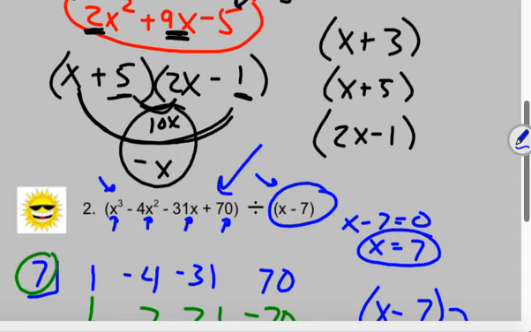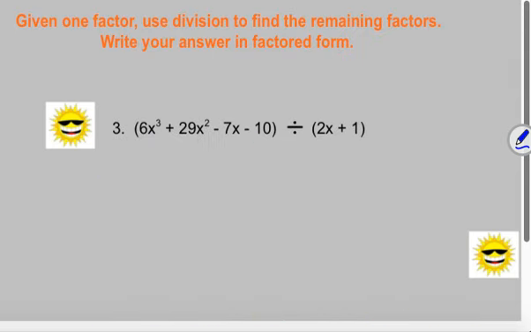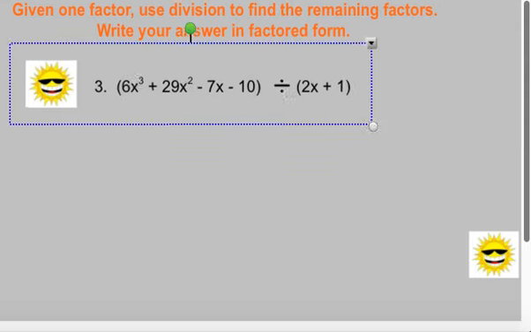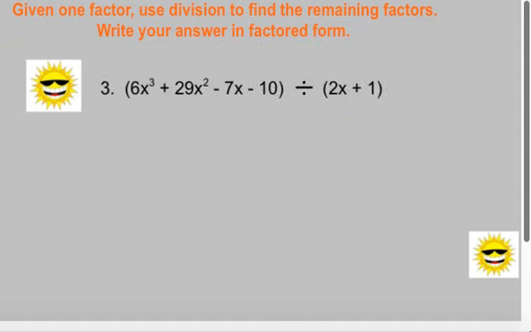Okay, so this is solving polynomials, finding all the factors of a polynomial. This one's going to be a little bit more difficult, given one factor. Now our factor is 2x plus 1. So that's our first factor, so we have to set that equal to 0 and solve, so we can use synthetic division here.